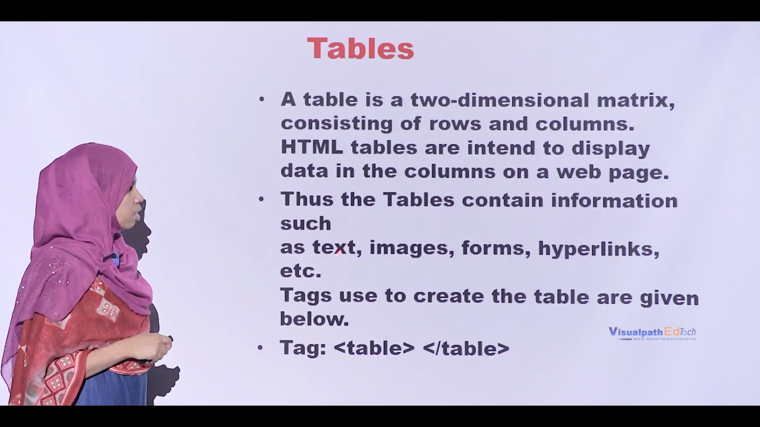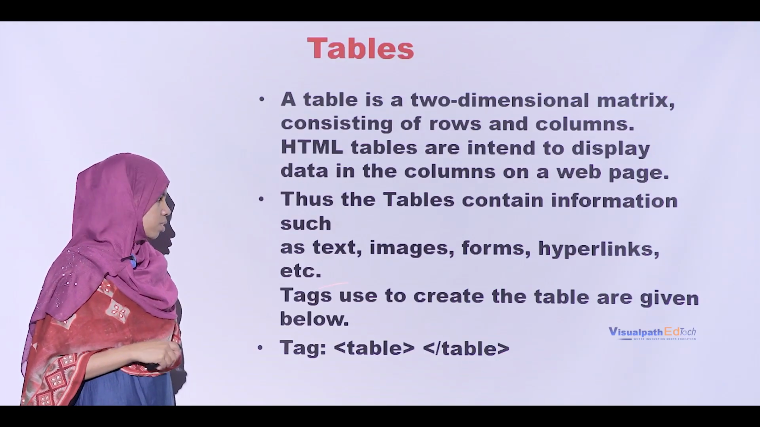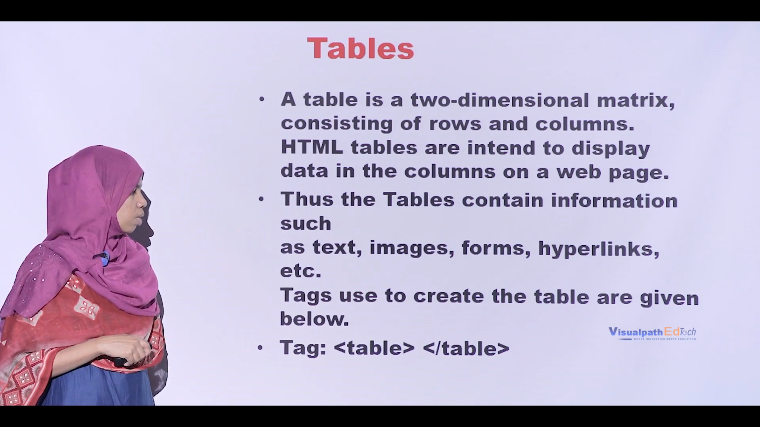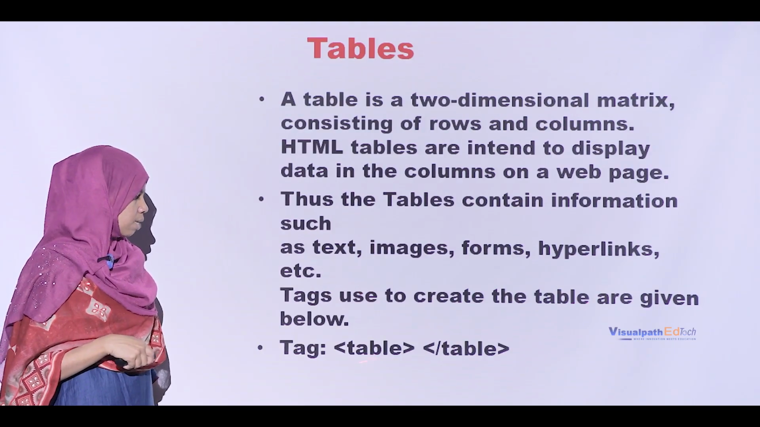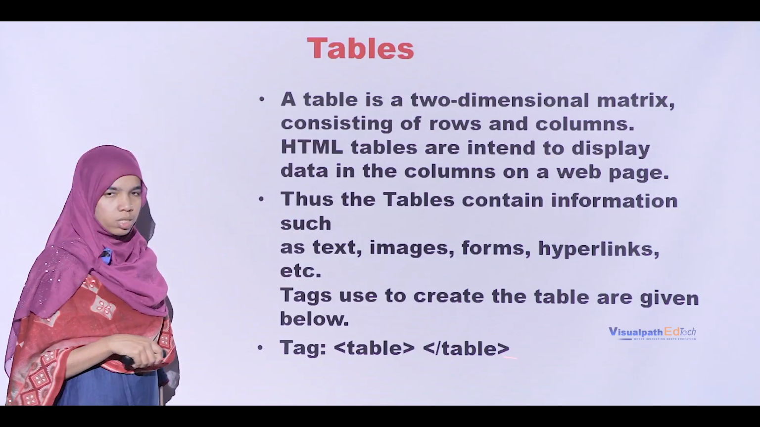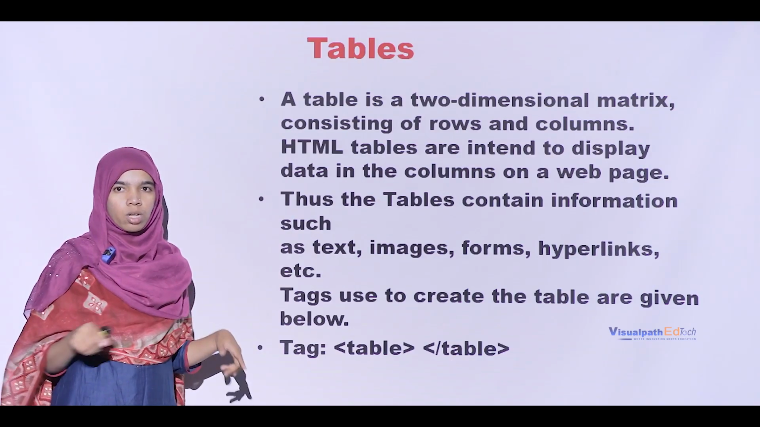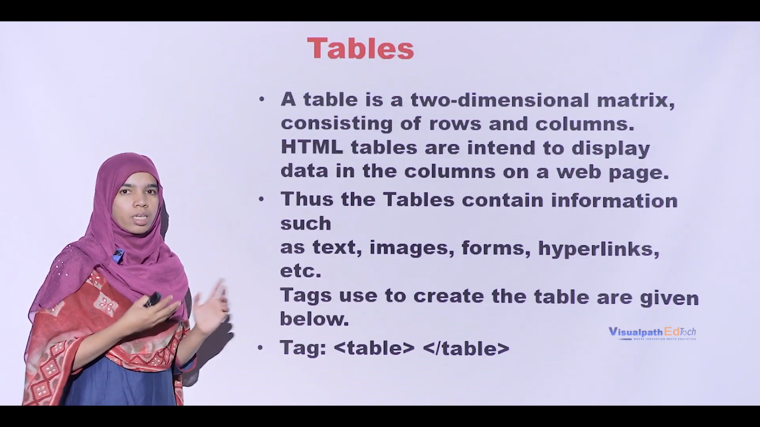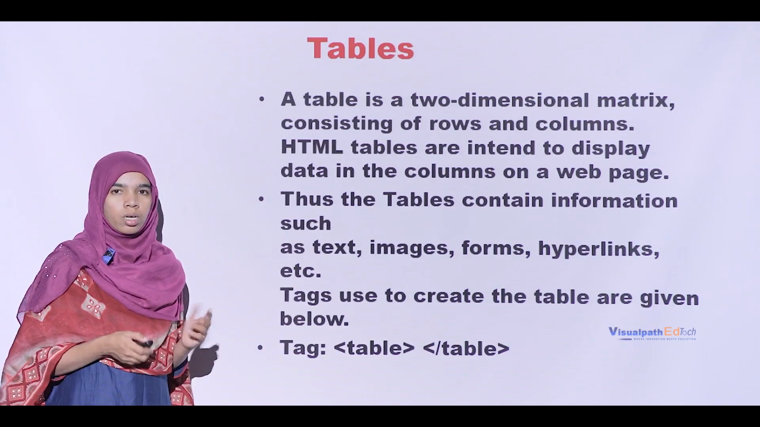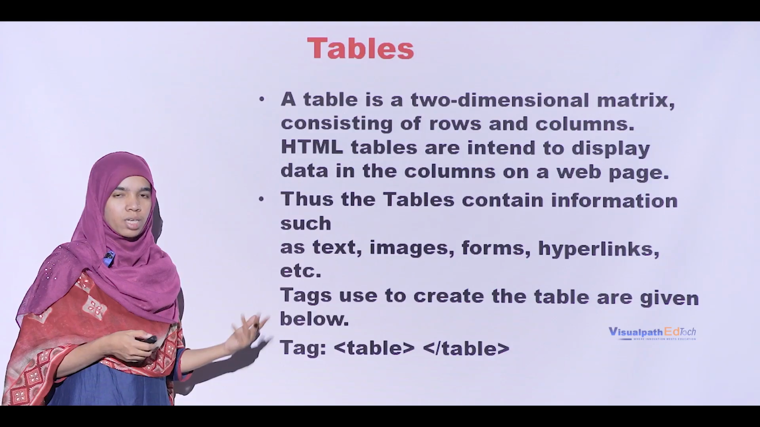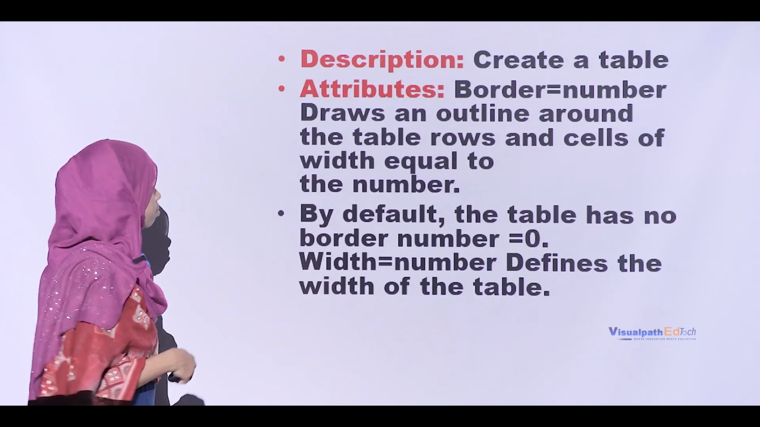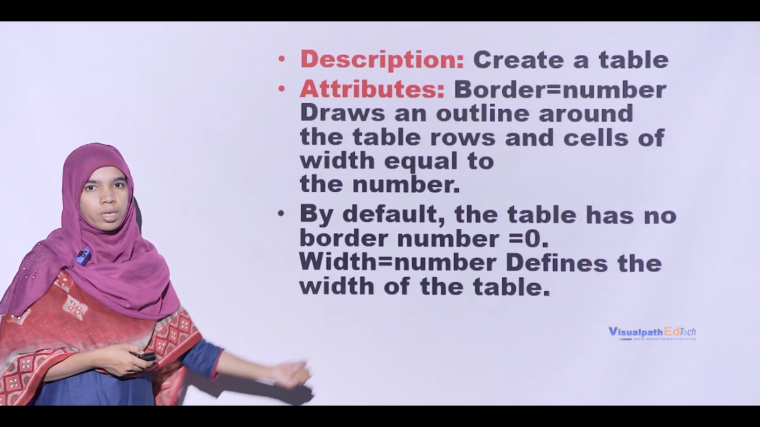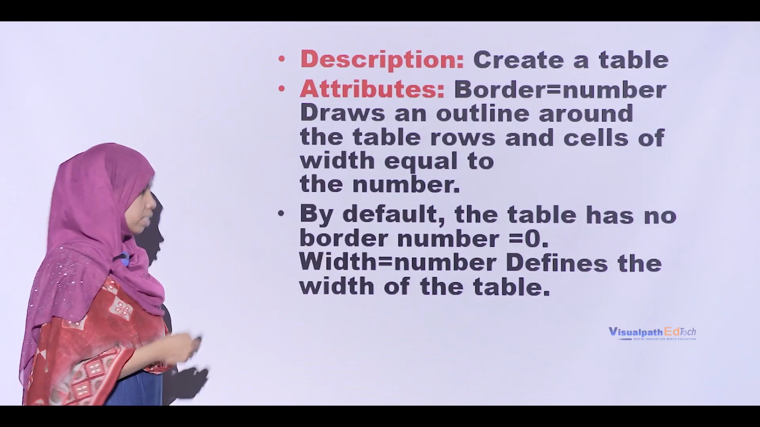This table will contain information such as text, image, forms, hyperlinks, or any other information can be provided inside these tables. So the tag that is going to be used here is the table tag, opening of the table tag, and closing. Basically, it's a two-dimensional representation of a matrix where a number of rows and columns can be available, and the content can be text, images, hyperlinks, forms, frames, anything can be included in it. Those tags we have seen in the previous slide, that was the table tag and the closing of it. What does it do? Basically, it creates a table.